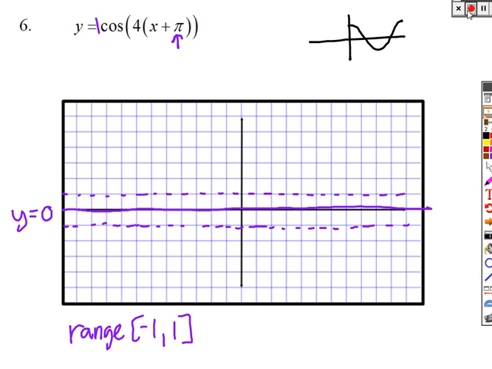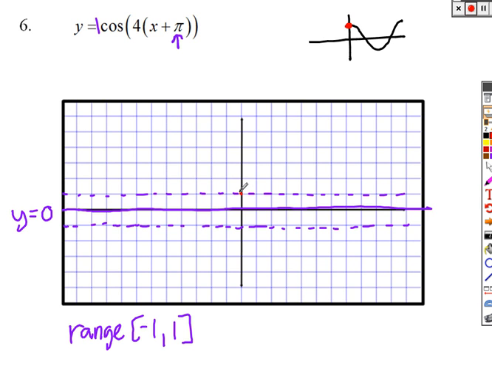So if I think about my parent function, y equals cosine x, the y-intercept, excuse me, would be at 0, 1. This y-intercept, that point, is now going to actually move pi radians to the left. So instead of being up here, this point is going to move pi radians to the left.